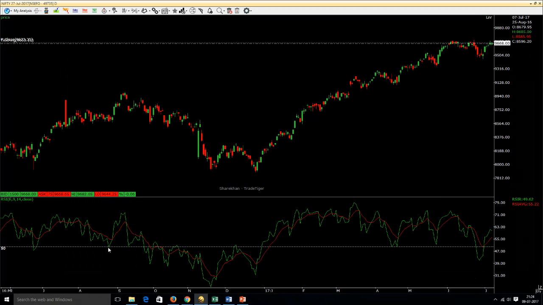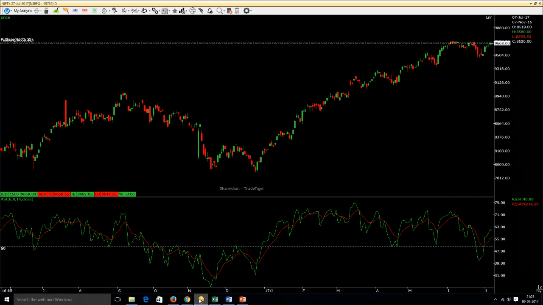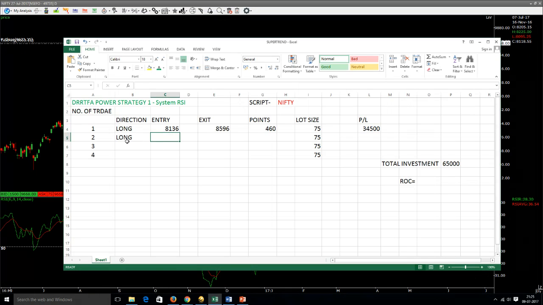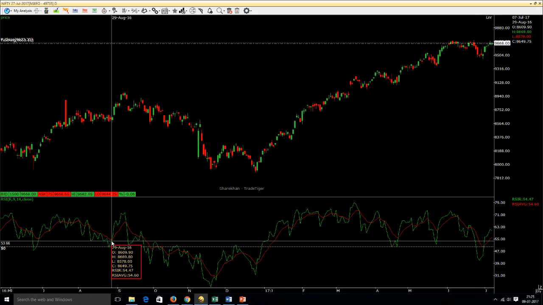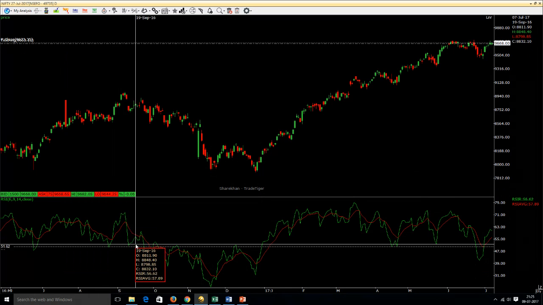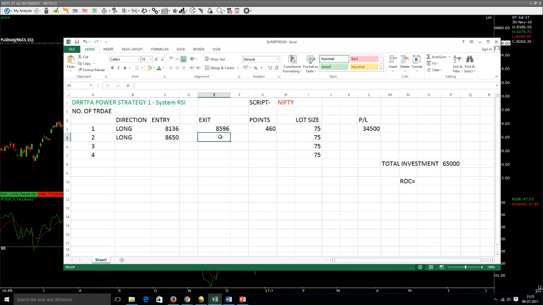Let's look at another scenario. So it touches this line, but it didn't go lower than the 50 median line, and it again gives us the long entry. So say we become long somewhere around here at the closing price of 8649, or roughly 8650. So we again become long at 8650, and we remain in this trade till it reaches back again and goes below the 50 median line, which is at a closing of something around 8,735.